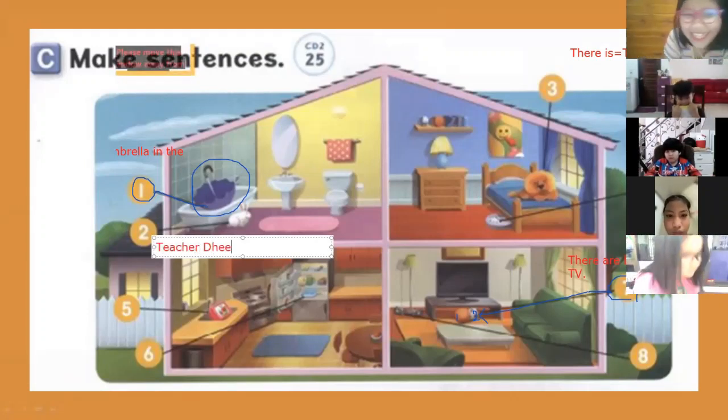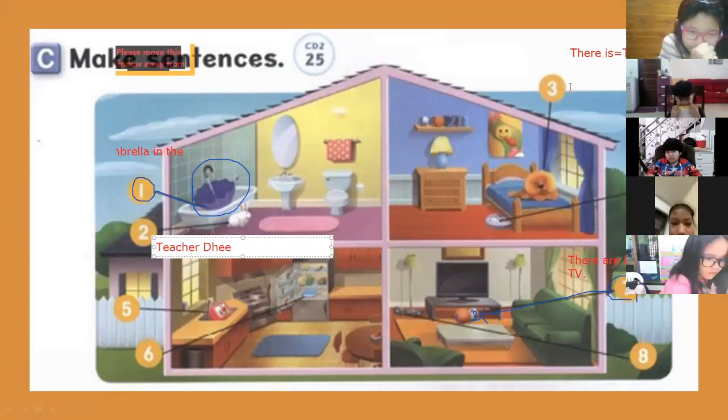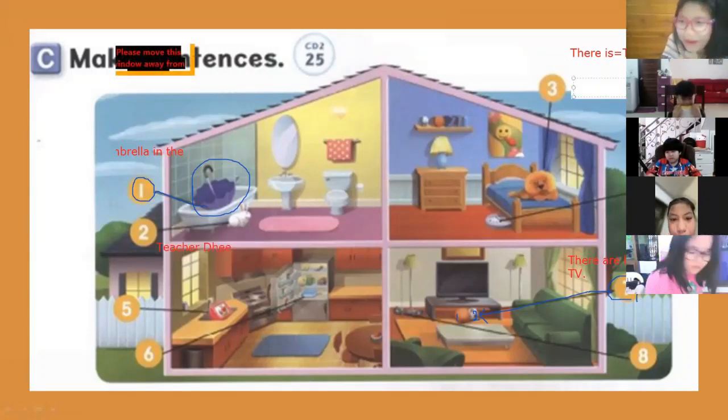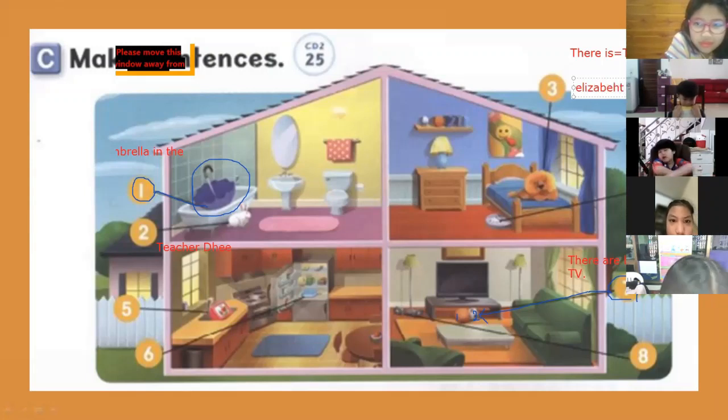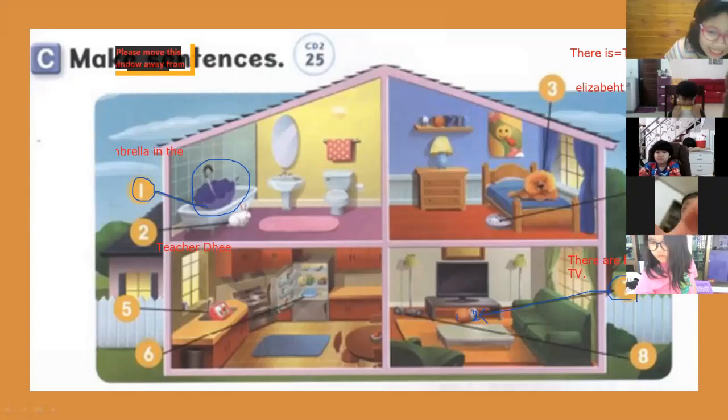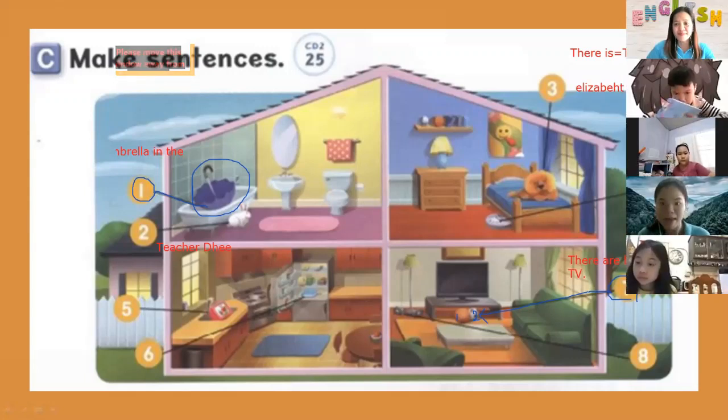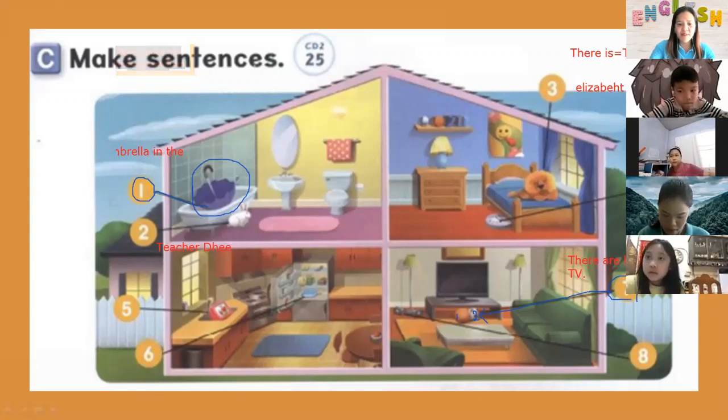Next, number 3. Who would like to try? Tell your name. Don't be scared to try. Okay, very good. Next, Elizabeth, number 3. Number 4, who would like to try? Tell your name, please. Pammy. Okay, Pammy, very good.